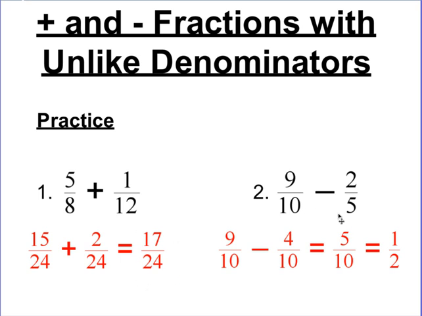Here, you could have used 50, you could have used 20. Here I used the least common denominator of 10, and then I subtracted. So 9/10 actually stayed the same. I didn't have to change that fraction at all. If I multiply 2/5 by 2 and 2, I get 4/10. So 9 minus 4 is 5. 10 stays the same. And then 5/10 can be simplified into 1/2 by dividing each part of the fraction by 5.